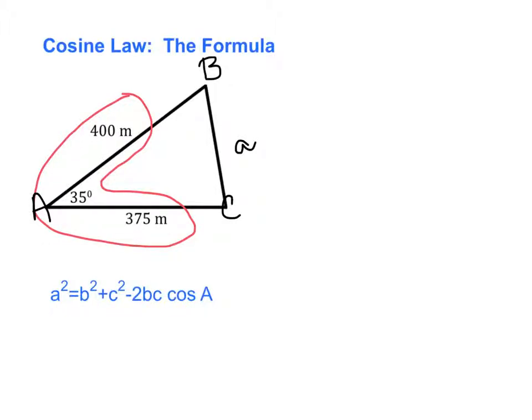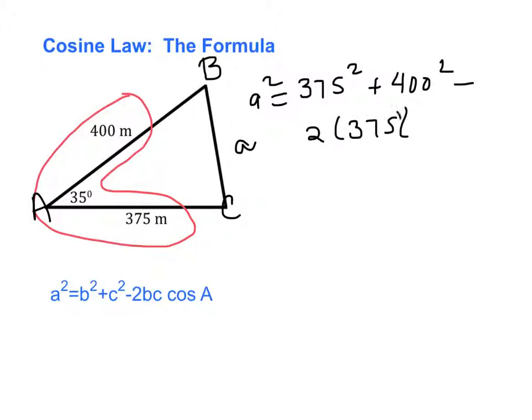All right, let's fill in our formula. Now notice that we have an angle of 35 degrees and our two side lengths are 400 and 375. So it's 375 squared plus 400 squared minus 2 times 375 times 400 times the cosine of 35 degrees. I apologize, I can never get it in one line.